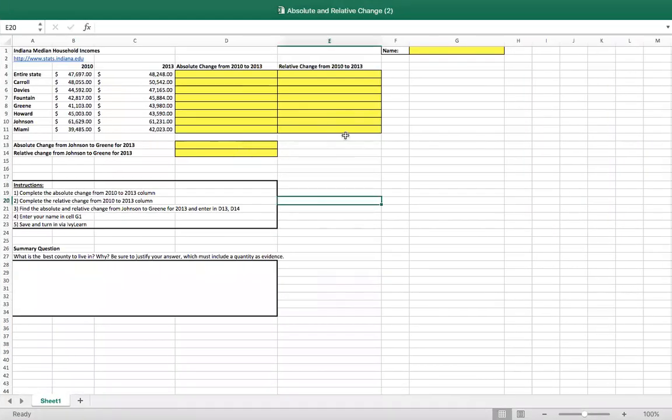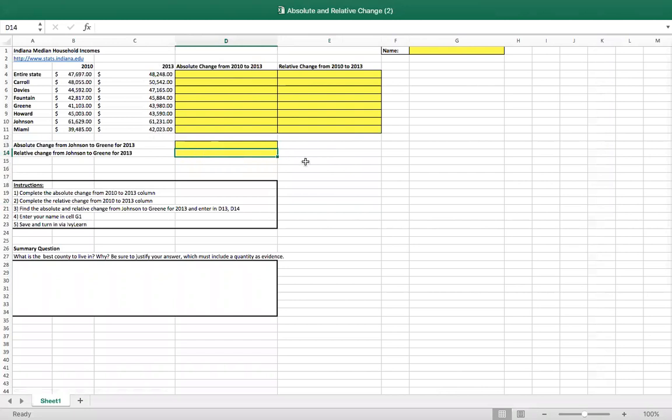Here we go. Absolute relative change. You get yourself a table that looks like this. From 2010 to 2013, we're doing absolute change, we're doing relative change. Down here in 13 and 14, we've got some geographic comparisons using 2013.